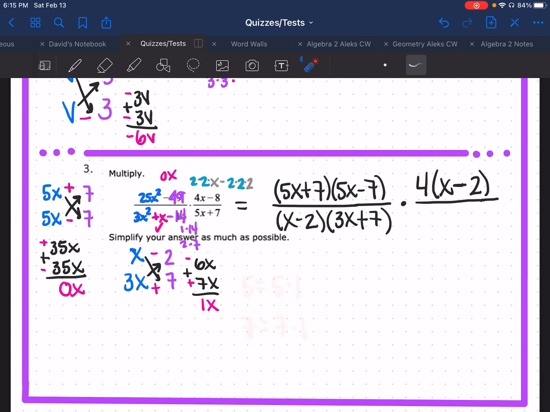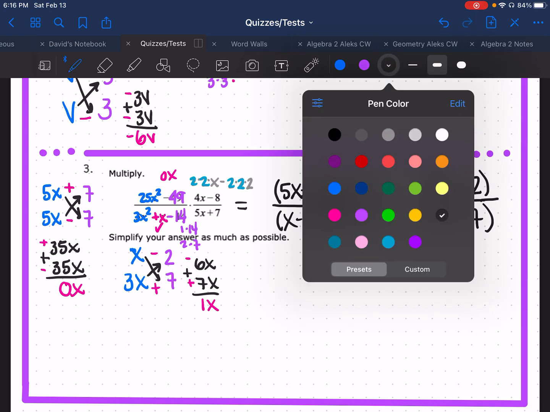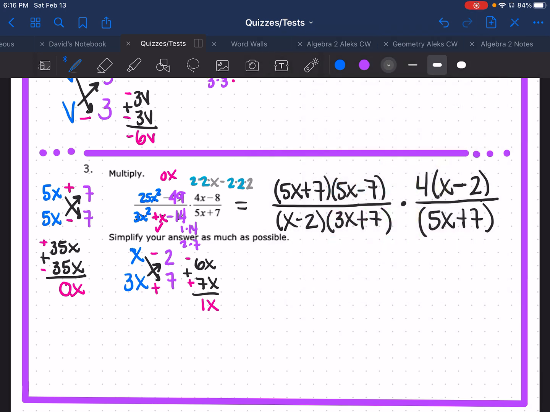So their only common factor is 1, and so there's nothing to factor out. So I'm going to leave it as 5x plus 7, and I'm just going to put it in parentheses. Now I can start to cancel out the stuff that is the same. Like I see this x plus 2 and this x plus 2. I see this 5x plus 7 and this 5x plus 7. Nothing else matches.